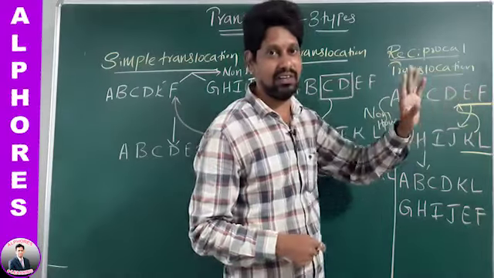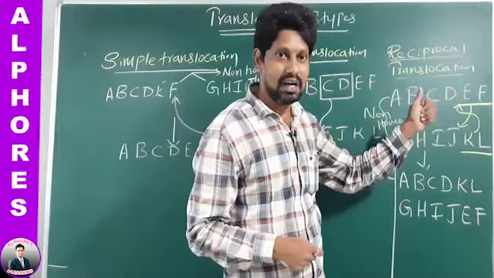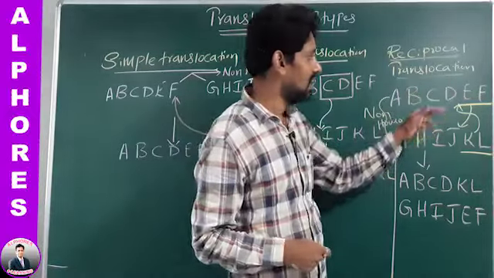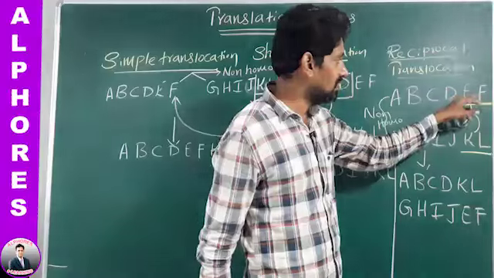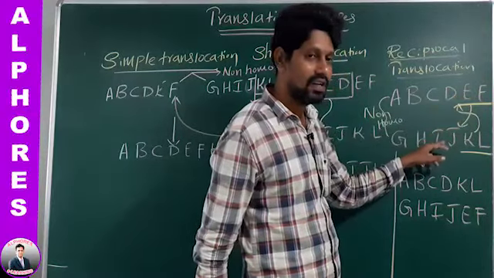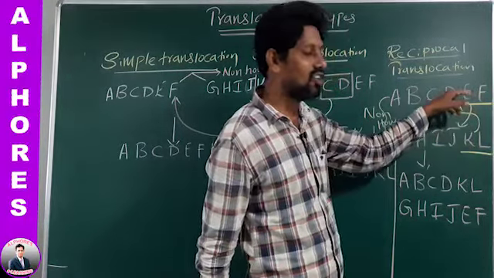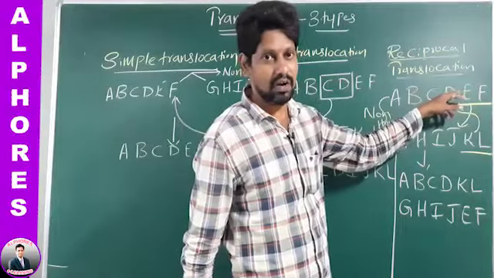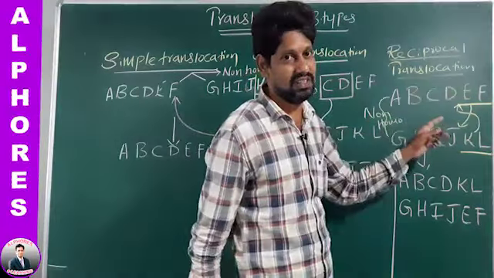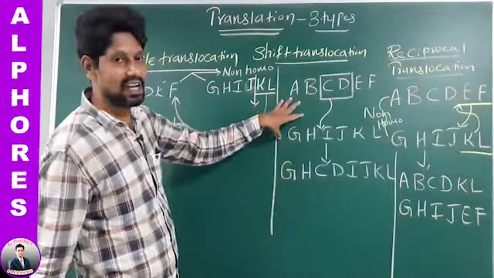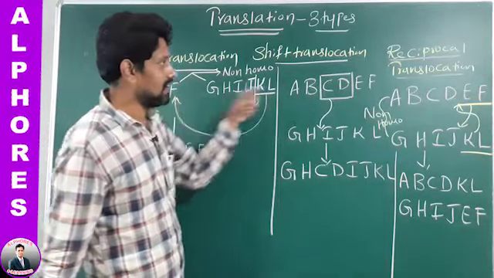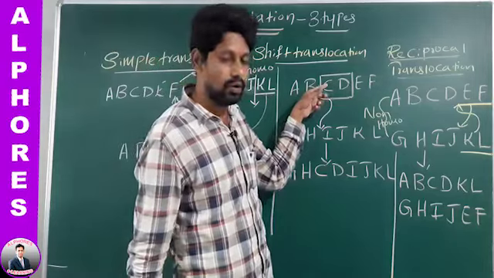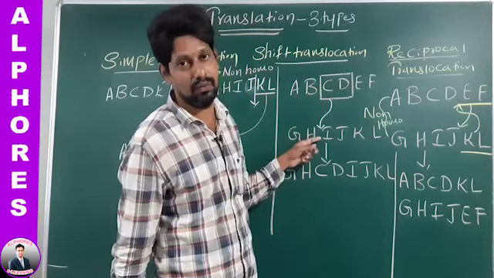Exchange has happened, that's it. Is there any deletion here? This part is okay, lost. But this part joined to this, and from here a part has come and joined here, no? Therefore, exchange has taken place here. Whereas in this case, there is deletion in one chromosome and addition in another chromosome.